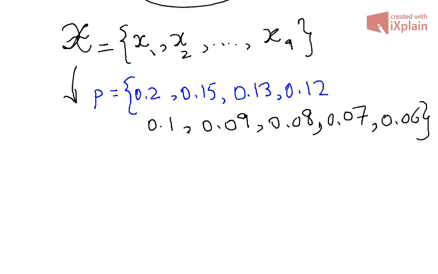Suppose this is the probability vector for these alphabets, right? So we have the probability of x1 given by 0.2, the probability of x2, another alphabet, is given by 0.15. These are more frequently occurring alphabets, and the probability of x9 is given by 0.06, the least occurring alphabet, the alphabet with the lowest probability.